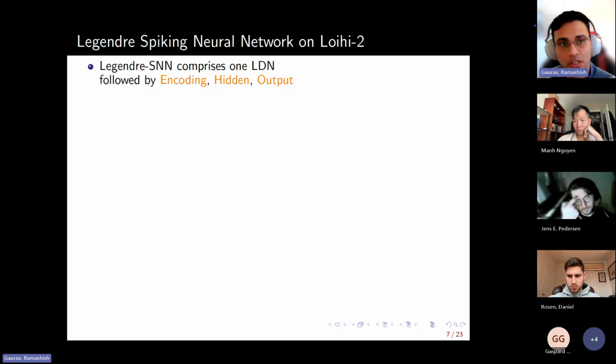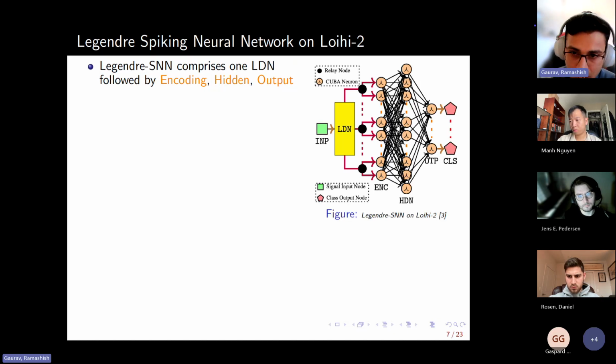Legendre-SNN consists of one LDN followed by an encoding layer, a hidden layer, and an output layer. It's a pretty simple, very basic reservoir-based model where you have just one layer of recurrence, the LDN. This is an input node which sends a signal to the LDN. It extracts temporal features which are sent to the encoding layer.